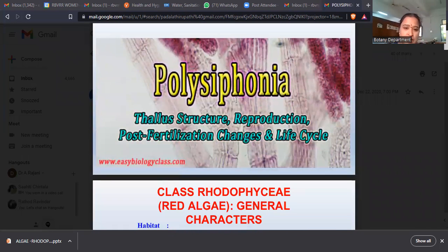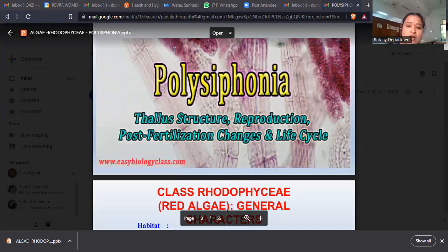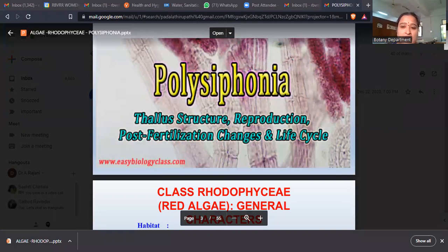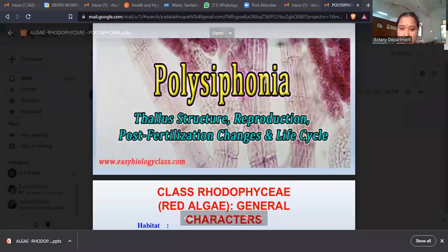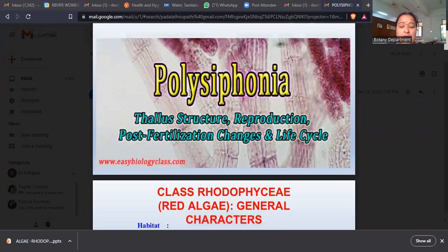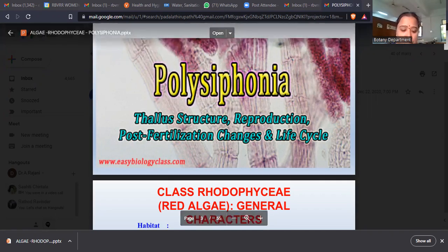Coming to the type study. Only one type study is there at degree level, named Polysiphonia. What is the meaning of poly? Poly means many. Siphonous means tube-like structure. So the name Polysiphonia means many tubes. The plant body or thallus has siphons; many tube-like structures form it. That's why the name is called Polysiphonia.